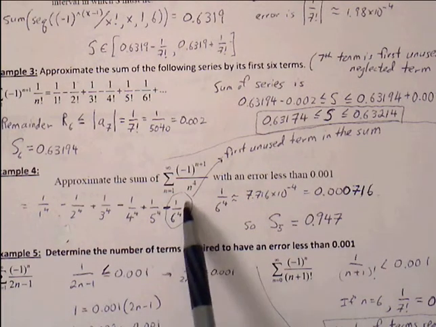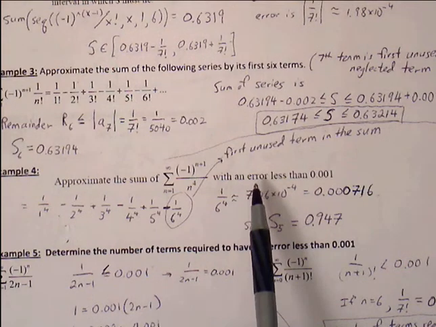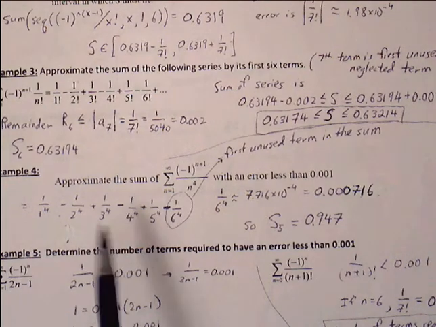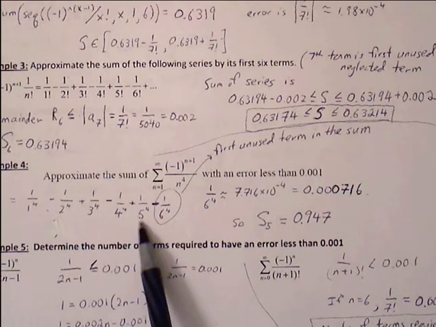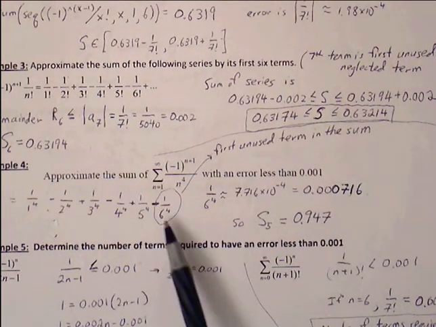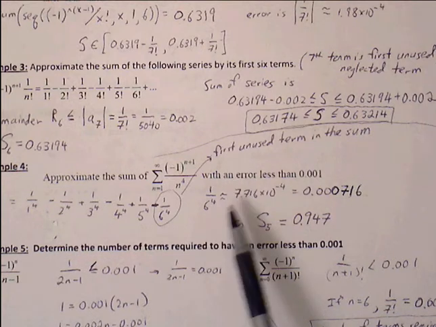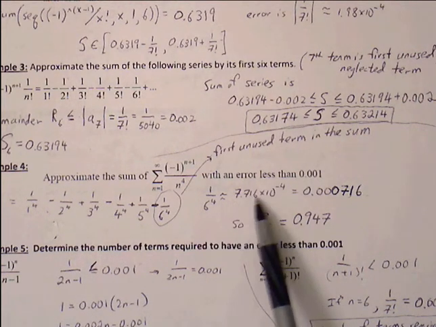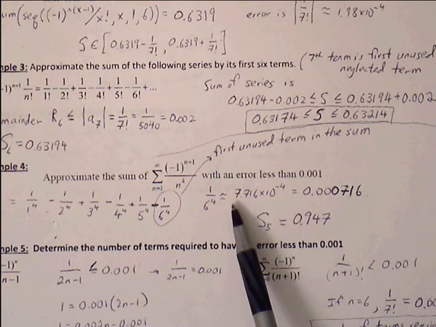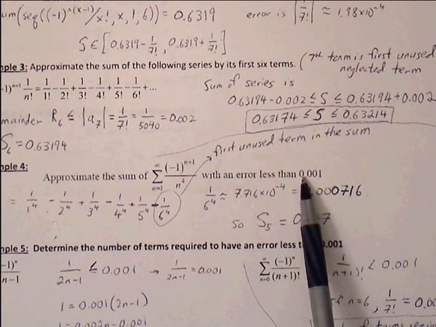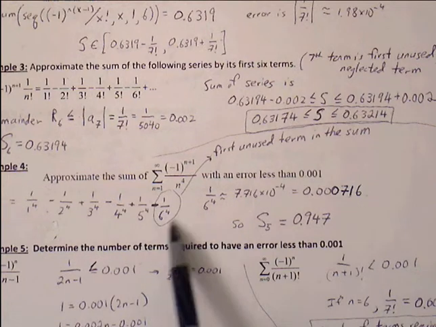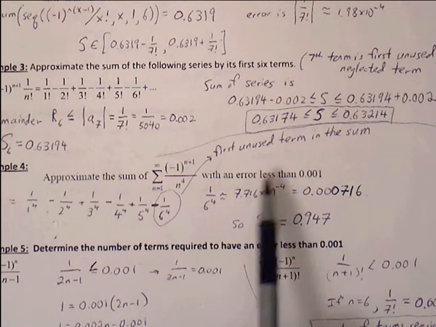So basically, if we are able to arrive at a term that is less than 0.001, then we know that term can act as the appropriate error bound for the partial sum. So 1 over 4 to the 4th is greater than 0.001, so we keep going. 1 over 5 to the 4th is still greater than 0.001. When we plug in 1 over 6 to the 4th, we get 7.716 times 10 to the negative 4. If we move that decimal 4 places to the left, we get 0.000716. So this is the first term that is less than 0.001.